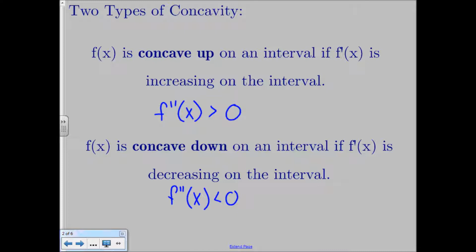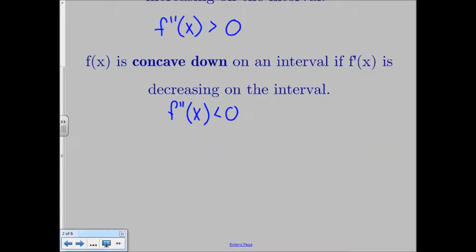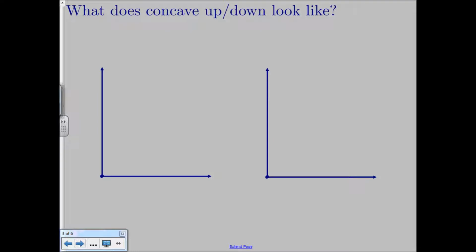Well, for concavity, I like to think of it as being either a cup or an upside down cup. For concave up, which sometimes I like to abbreviate as C up, so that way it looks like the word cup, a concave up function might look something like this, or something like this. In other words, you want to look for something that if you poured water into it, it would hold the water instead of it just dumping straight out. So it kind of has the shape of a cup.